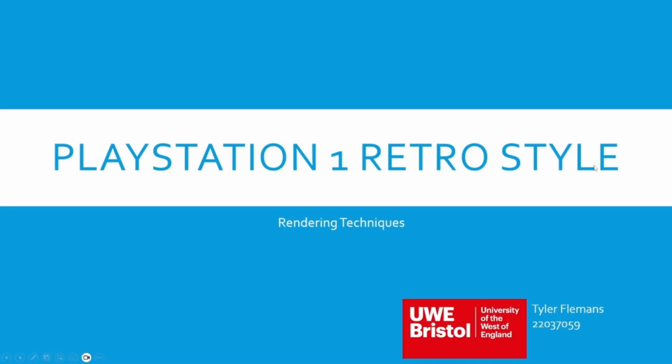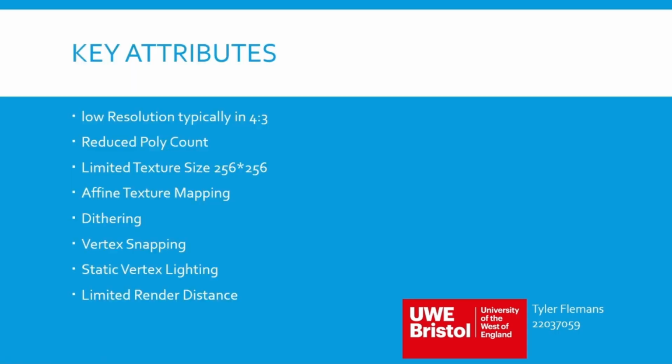For my rendering techniques project, we've been tasked with finding other media visual styles that can be replicated at runtime. For my project, I've decided to replicate the PlayStation 1 in its original retro style. Some of the key attributes for the style are a low resolution, typically shot in 4:3, reduced poly counts, and limited texture sizes due to the restrictions of the PlayStation 1's processing capabilities.